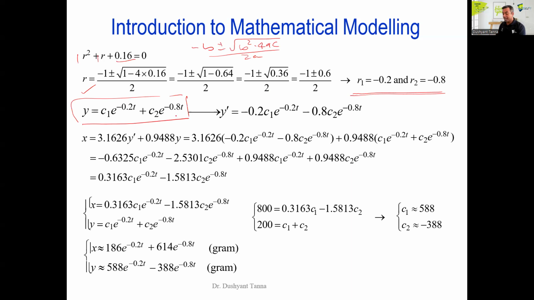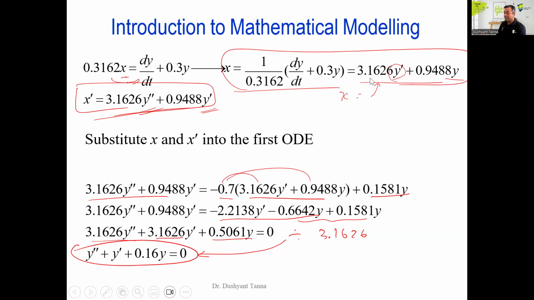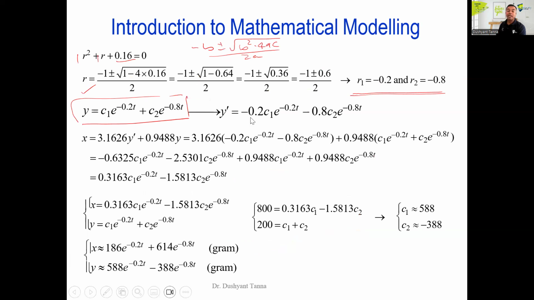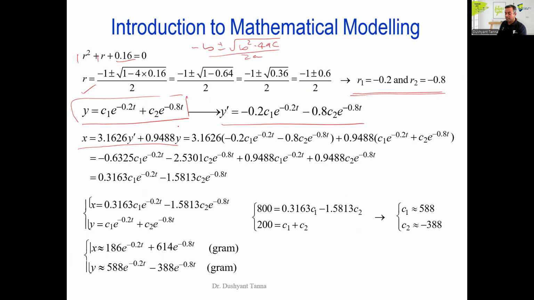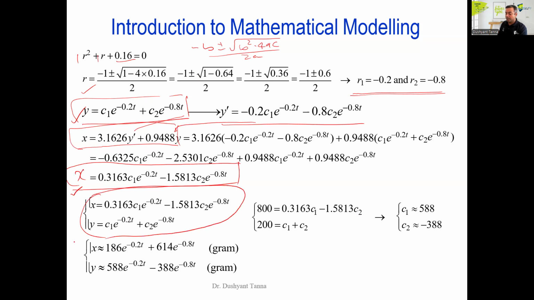Now, in order to obtain our x, if you recall, x has y dash and y. So we already got our y, but we go for y dash as well, right? So this is the differentiation, the y dash. Now the x is 3.6126 y dash and 9488 y. You plug in the value of y dash and y here, and therefore you have the x equation. Perfect. So you got the y value, you got the x value. That's it. We are just writing it nicely here.